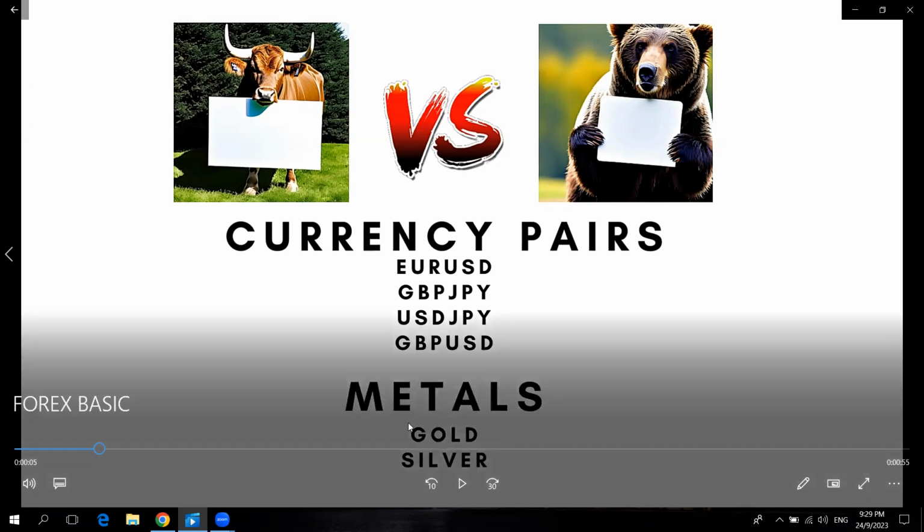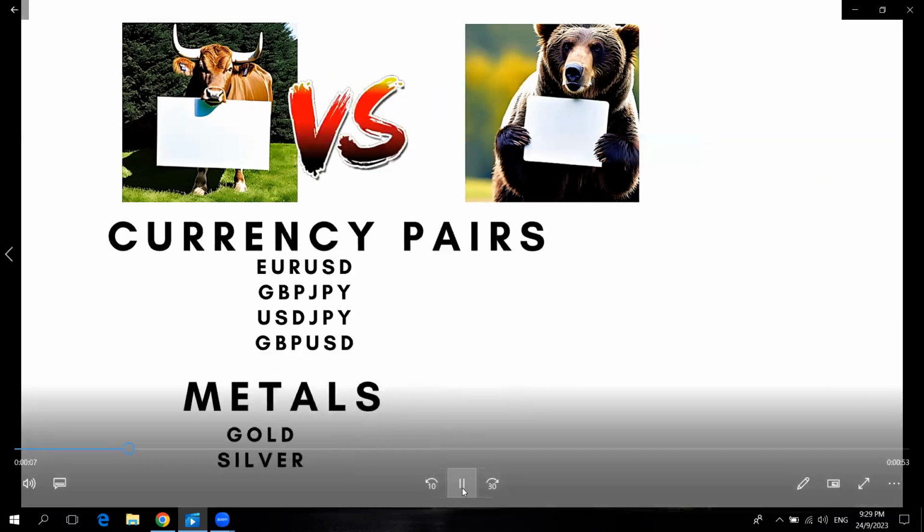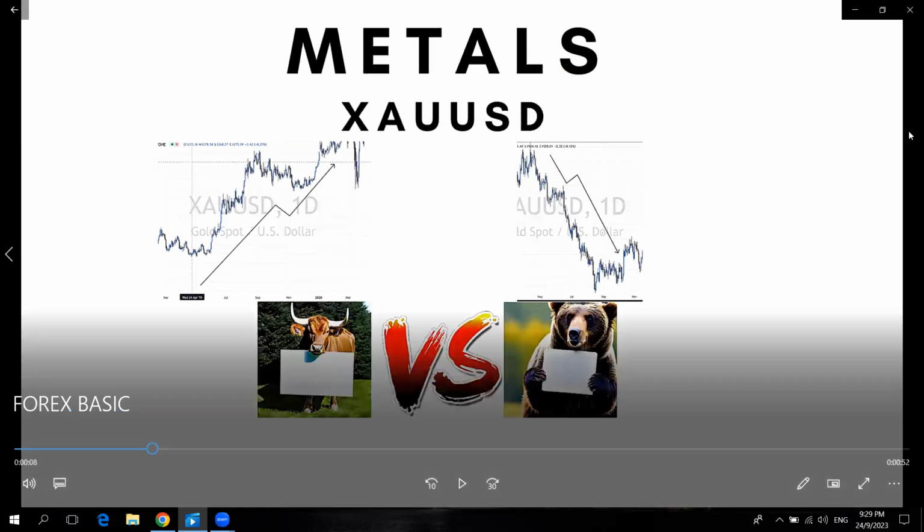Okay, I'm going to go to the next one. I'm going to explain what is meant by a bearish movement, a bullish movement, a bear market or a bull market. All right, let's go to the next slide. As you can see here, this one is XAU USD. What does XAU USD mean? Basically, it means gold versus the dollar.